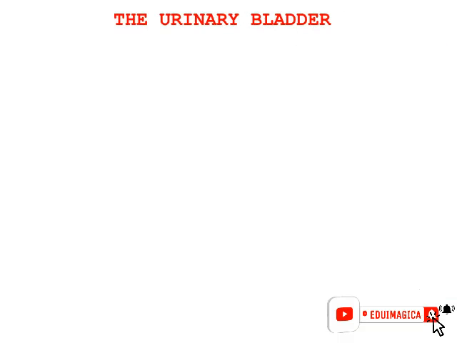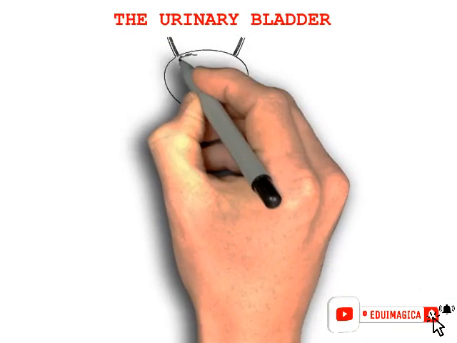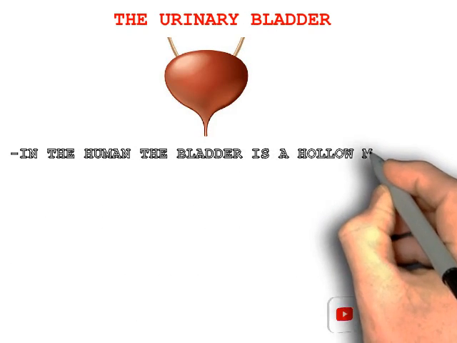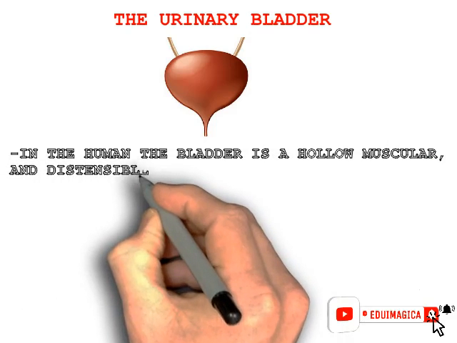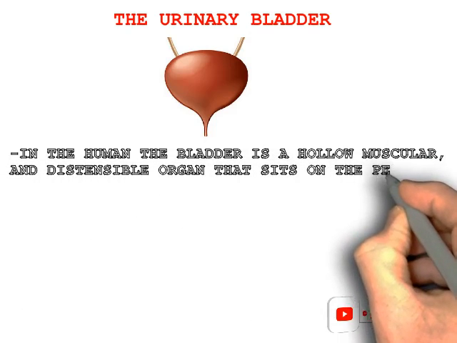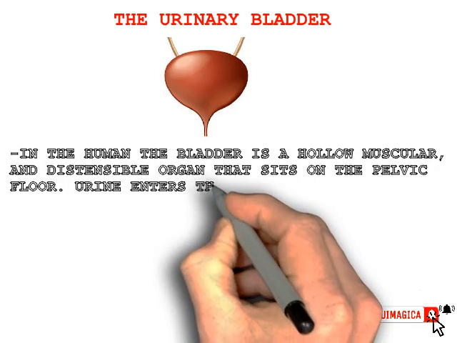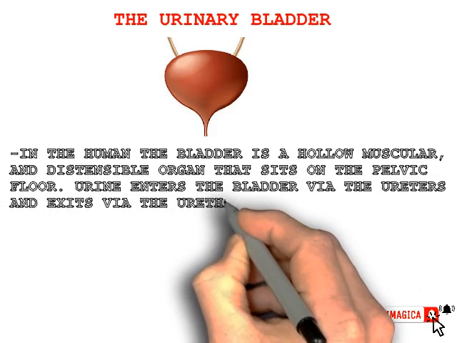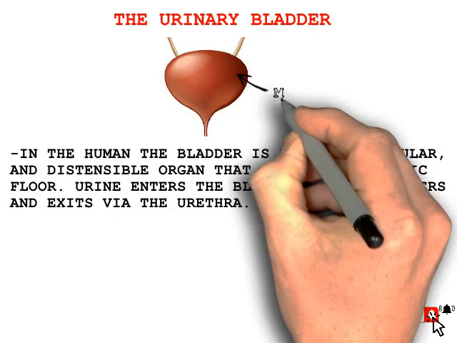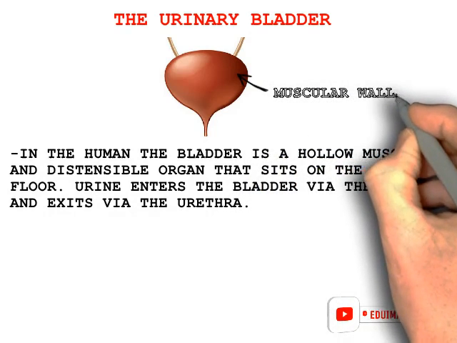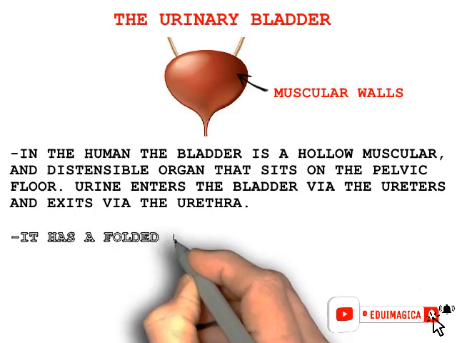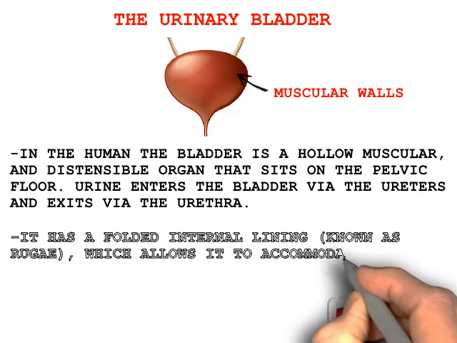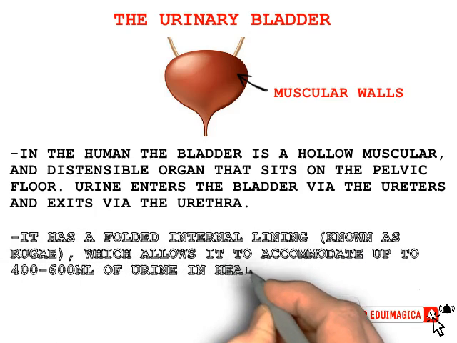Now let's talk about the urinary bladder. The urinary bladder is basically the storage unit in the human body. In humans, the bladder is a hollow, muscular and distensible organ that sits on the pelvic floor. Urine enters the bladder via the ureters and exits via the urethra. The walls are made up of muscle. It has a folded internal lining known as rugae, which allows it to accommodate up to 400 to 600 ml of urine in healthy adults.